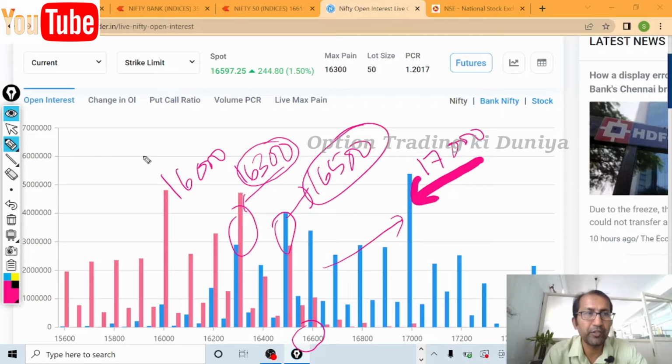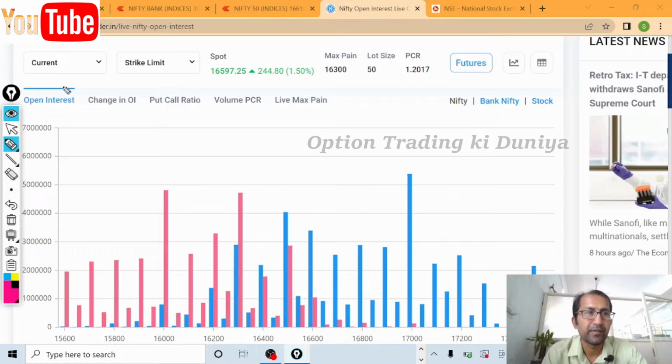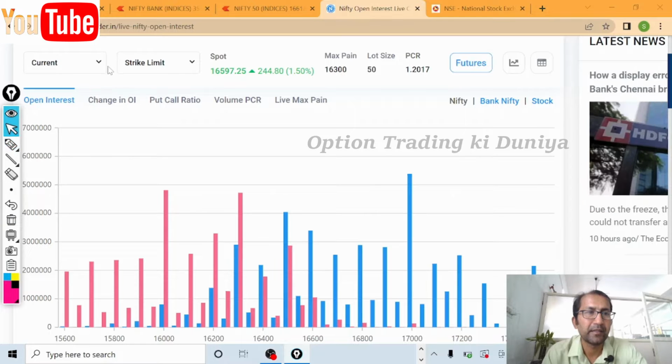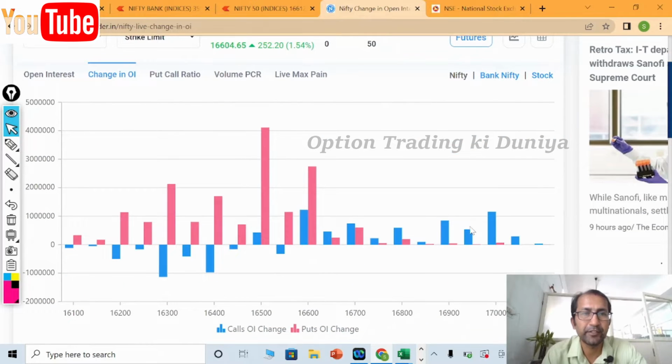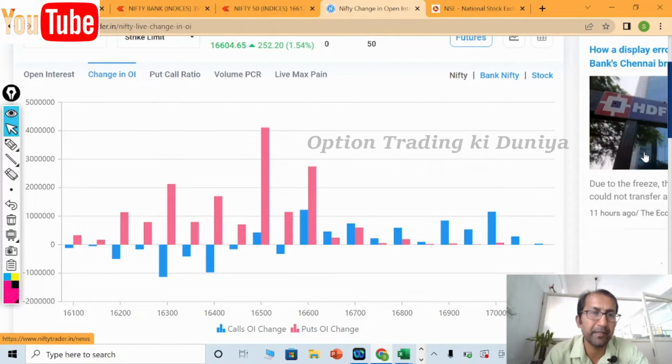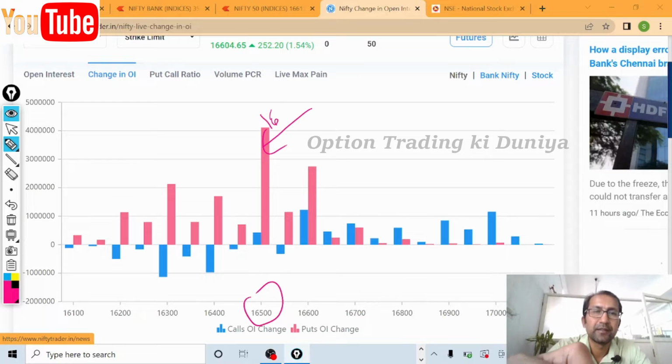Now let me come to the Nifty change in open interest. Okay, so it is up there on the screen. You can see the maximum change has happened. So you can see the put build up, 16,500. 16,500 is going to be major resistance because many people have shorted the put. So put is going to be strong at 16,500.